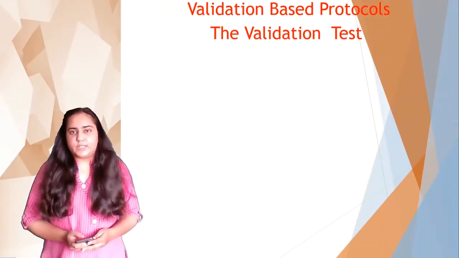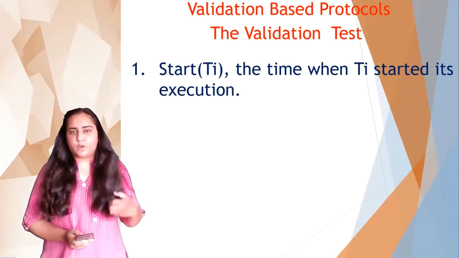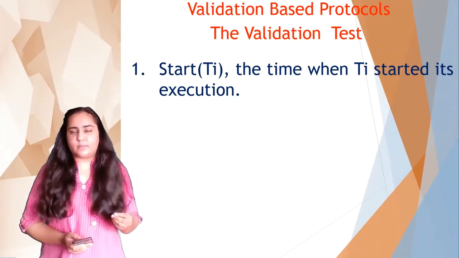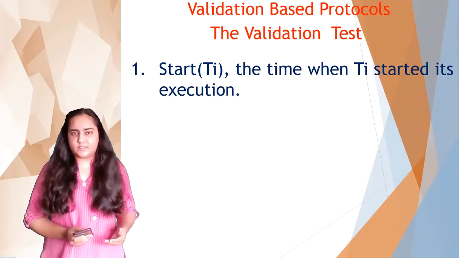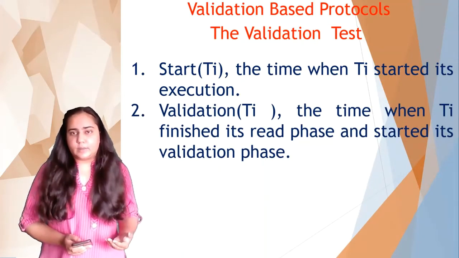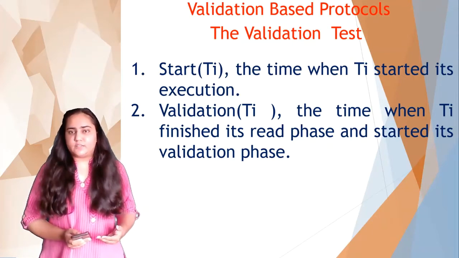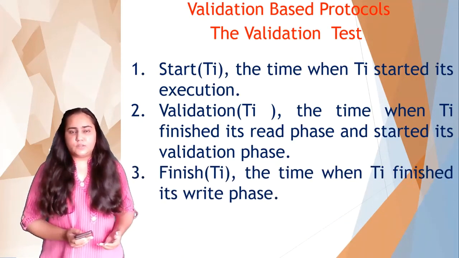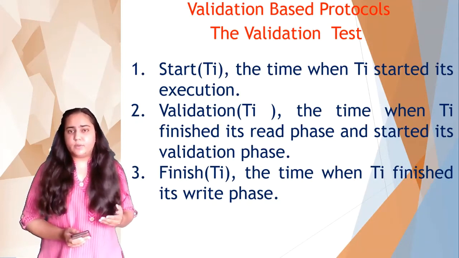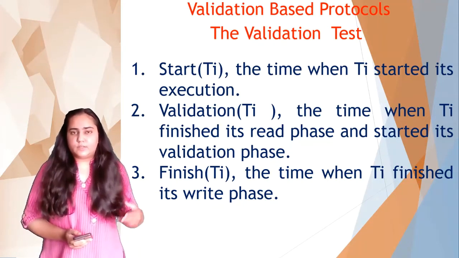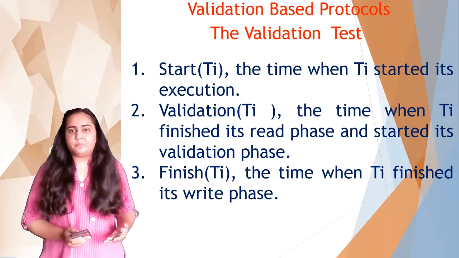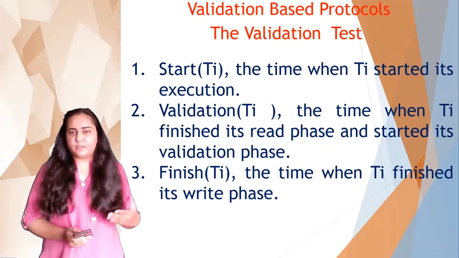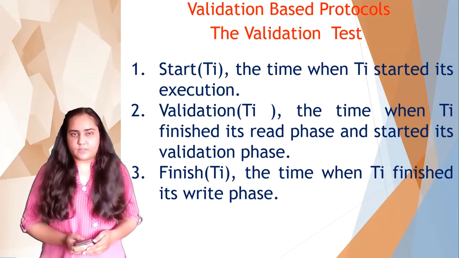Now let's see what the validation test is. The validation test requires 3 things. The first is the timestamp of the transaction when it started. So Start(Ti) is the time when the transaction started its execution. It also needs Validation(Ti), which is the time when Ti finished its read phase and started its validation phase. And it also requires Finish(Ti), which is the time when the transaction finished its write phase. So there are 3 things required in the validation test: Start(Ti), which tells you when the transaction started; Validation(Ti), which tells you when it finished the read phase and started the validation phase; and Finish(Ti), which tells you when it finished the write phase.